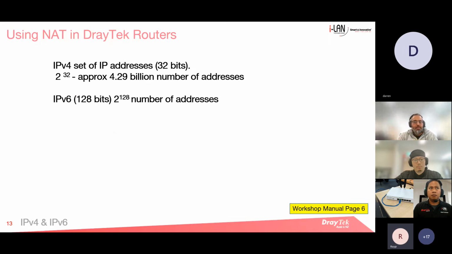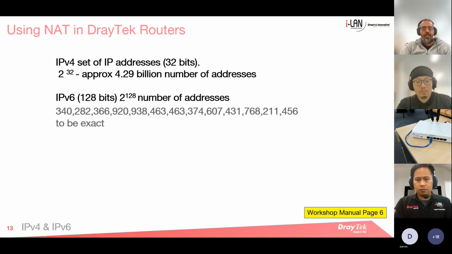Now, the IPv4 set of IP addresses, which is 32 bits, has a limited number of addresses, specifically 2 to the power 32, which is approximately 4.29 billion. And although it's a big number, we've run out of those. Which is why, for the last 15 to 16 years, network admins around the world have been trying to implement IPv6, which uses 128 bits, which is 2 to the power 128, which is 340 trillion, or this ridiculously large number that you see on your screen.